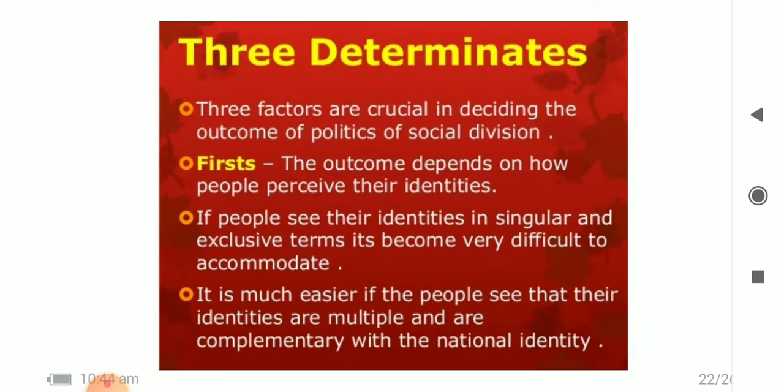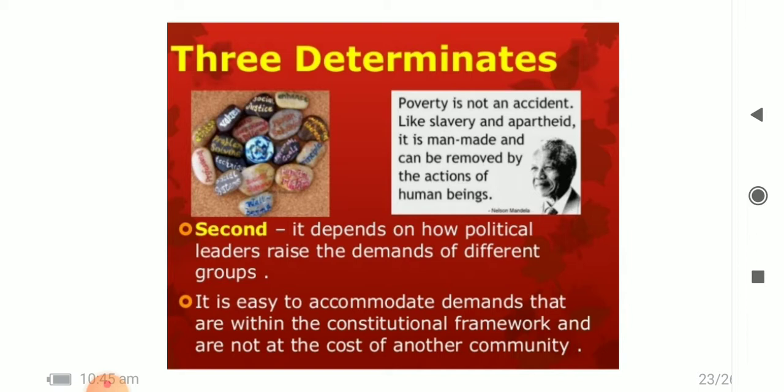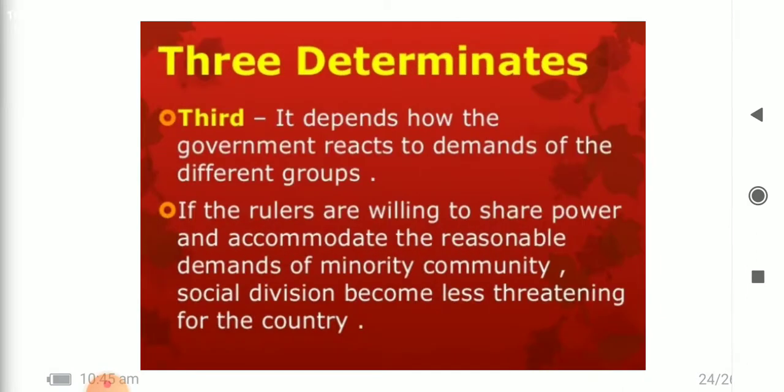Then there are 3 factors, or 3 determinants, deciding the outcomes of politics of social divisions. What are the 3 factors crucial in deciding the outcomes of politics of social division? Number one, the outcomes depend on how people perceive their identities. If people see their identities in singular and exclusive terms, it becomes very difficult to accommodate them. It is much easier if people see that their identities are multiple and complementary with the national identity. Second, it depends on how political leaders raise the demands of different groups. It is easy to accommodate demands that are within the constitutional framework and are not at the cost of another community. Third, it depends on how the government reacts to the demands of the different groups.